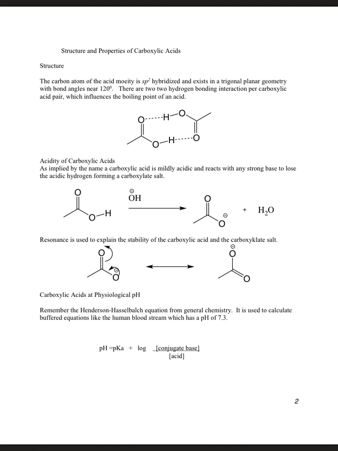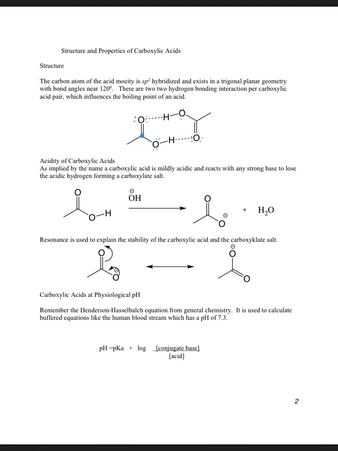So what do we know about the structure and property of carboxylic acids? The carbon atom of the acid moiety is an sp2 hybridized atom, that carbon right there that I drew in blue. So its geometry is trigonal planar. We know all that from Org 1. Both oxygens have a couple of lone pairs on them, and that gives them the ability to hydrogen bond to another carboxylic acid. So we can have a lot of hydrogen bonding going on in there.